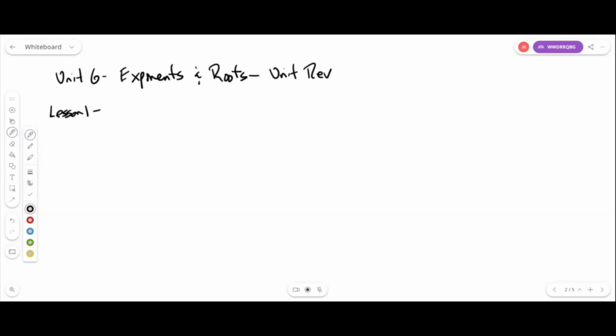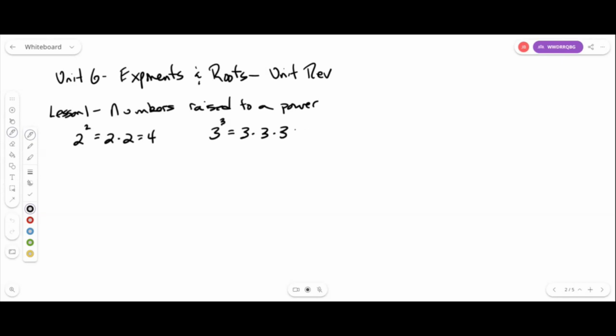So we started back probably a month or so ago, and in lesson 1, we did numbers raised to a power. So we looked at 2 squared was 4 because it meant 2 times 2. And 3 to the third was 3 times 3 times 3, or 27.